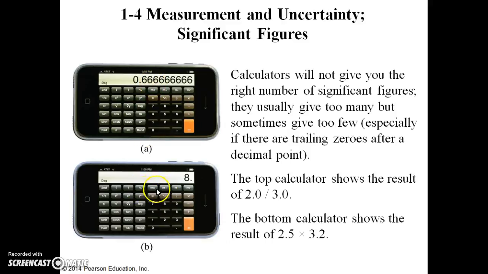Below is another example of multiplying 2.5 times 3.2. Again, the least number of significant figures in this calculation is 2. So our answer needs to have only 2 significant figures. Thus, the correct way to write this answer would be 8.0.